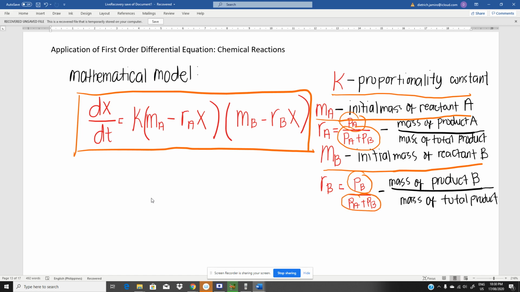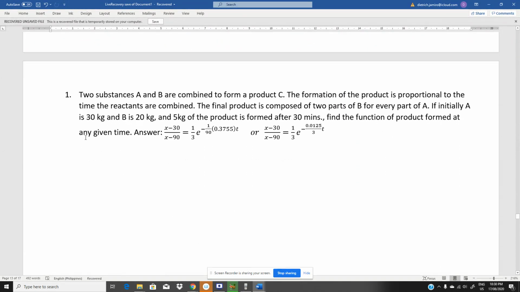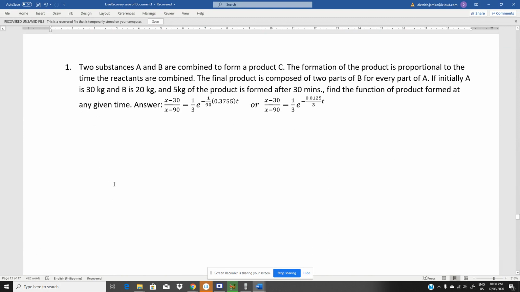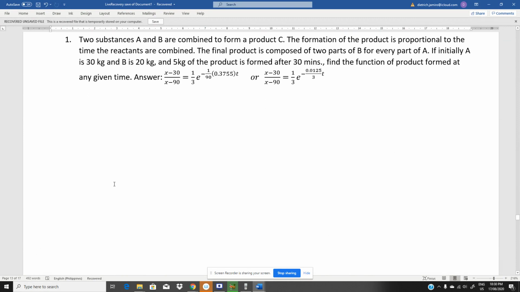So to apply this mathematical model, let's try example number 1. Two substances A and B are combined to form a product. The formation of the product is proportional to the time the reactants are combined. The final product is composed of two parts of B for every part of A. If initially A is 30 kilograms and B is 20 kilograms and 5 kilograms of product is formed after 30 minutes, find the function of product formed at any given time.